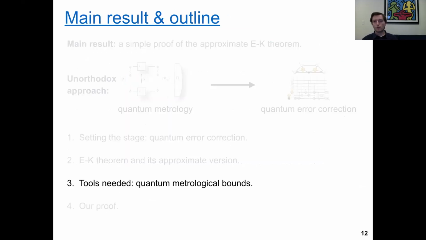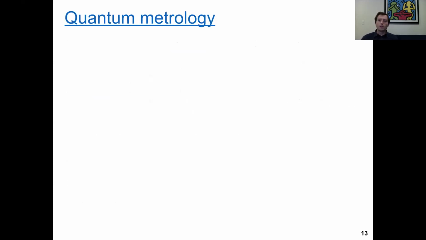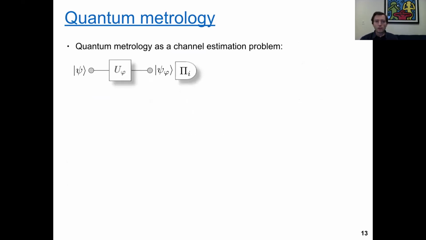So we want to prove it, but before I can show you the proof, I need to tell you about some tools we're going to use, namely quantum metrological bounds. So what is quantum metrology? Well, it's a very interesting field. But what we need to know to be able to get the proof of the approximate Eastin-Knill theorem is a bit about the channel estimation problem. So what's the setting of this problem?